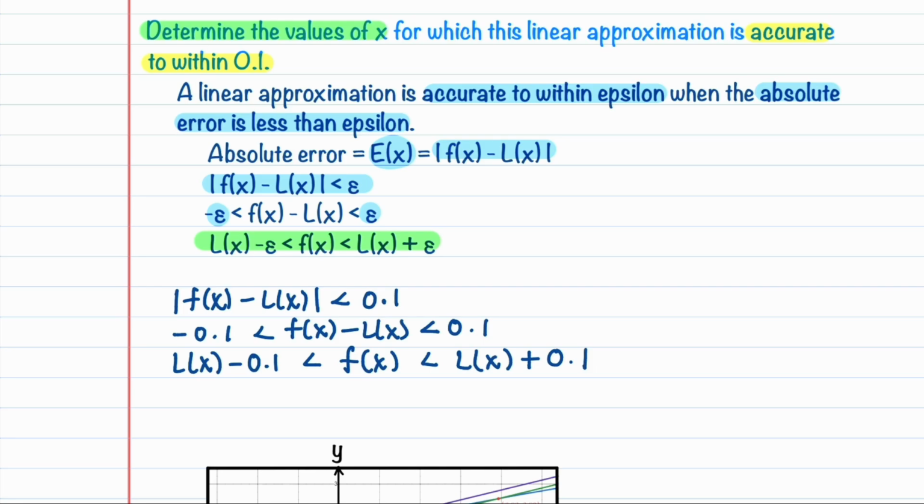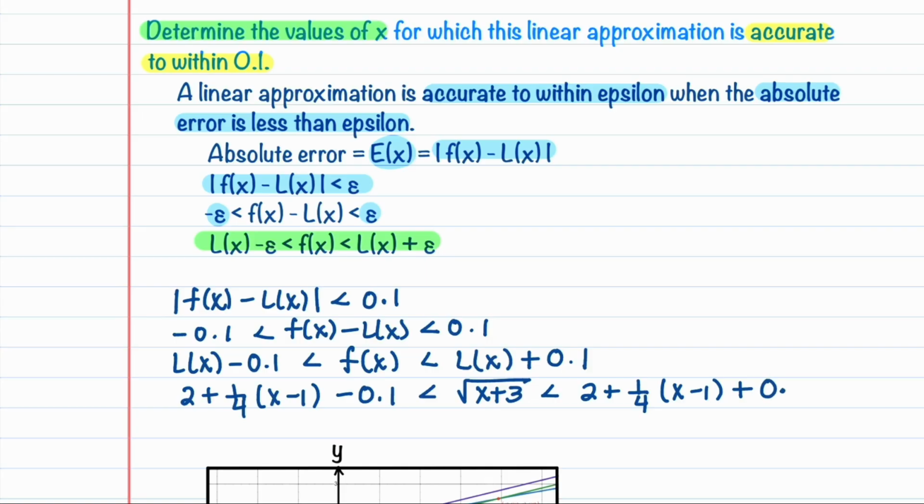Now we're going to substitute in for L of x and f of x. L of x was 2 plus 1/4 x minus 1, and then we subtract 0.1. And then our f of x is the square root of x plus 3. And then on the right, we again have L of x, 2 plus 1/4 x minus 1, but now we add 0.1.